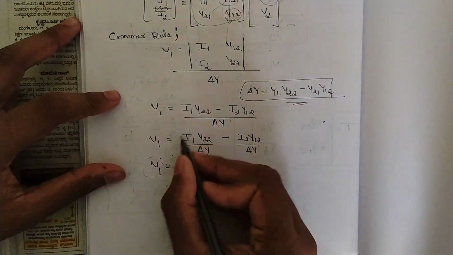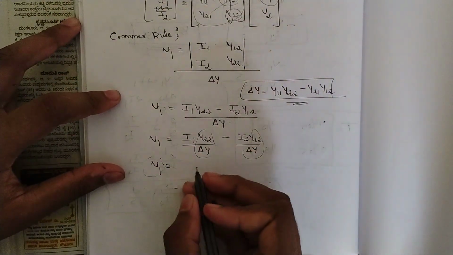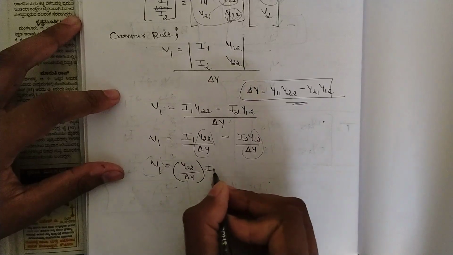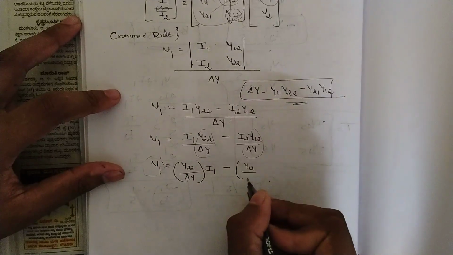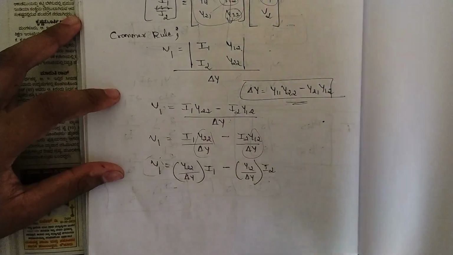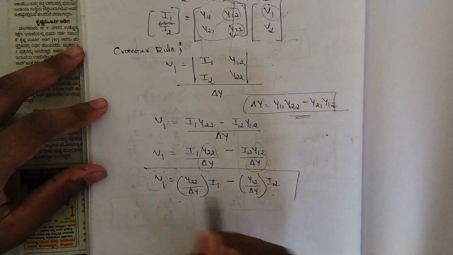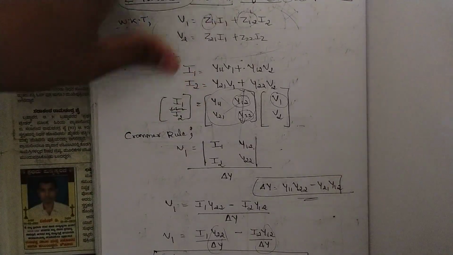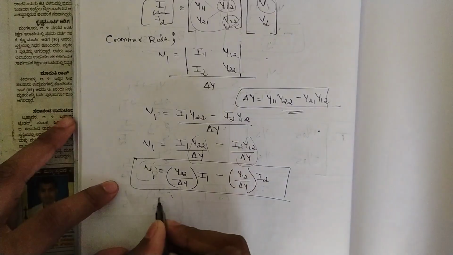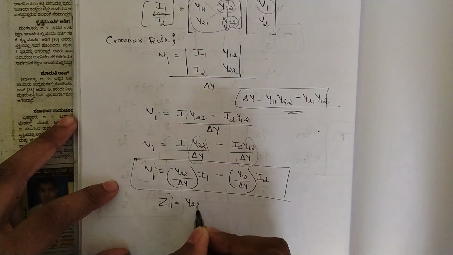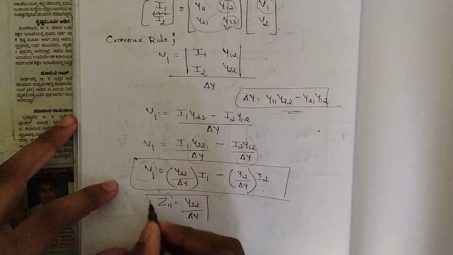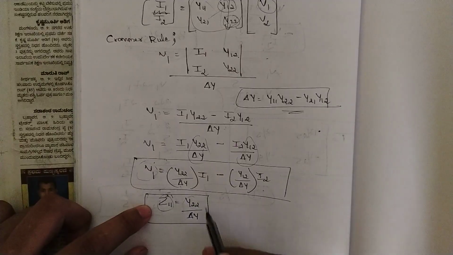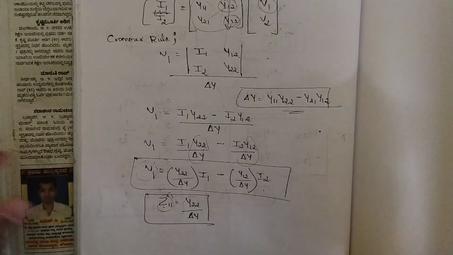Now what I am doing is I'm separately writing these y parameters, that is y22 by delta y into I1 minus y12 by delta y into I2. So now if you observe this equation carefully, in place of z11 what we have? Coefficient of I1 is y22 by delta y, that is z11 is equal to y22 divided by delta y. So here we have the value of z11 in terms of y parameters.